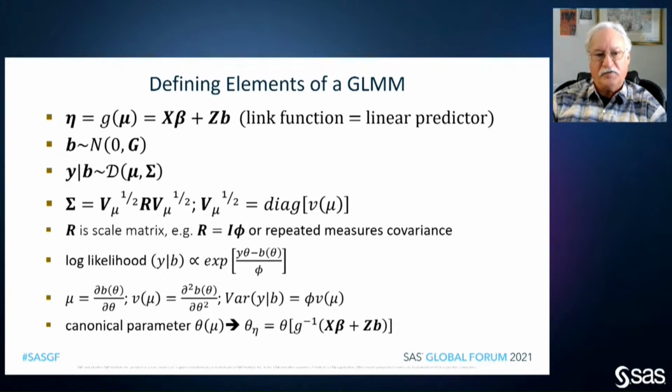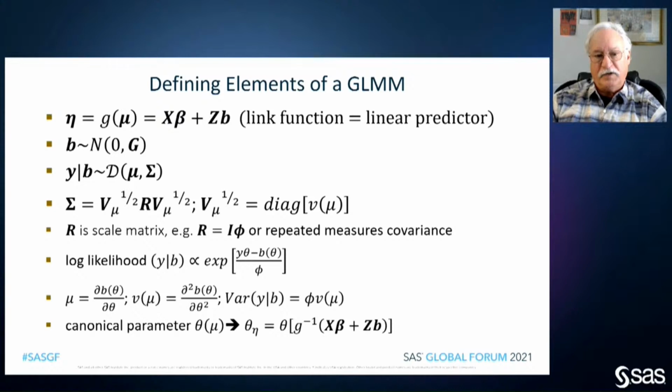And the scale matrix can be something as simple as an identity matrix, or it can be a full-blown repeated measures covariance structure. The log likelihood in its scalar form is proportional to a member of the exponential family. So what you see here is the form that Nelder gave in his original work on generalized linear models. If you take this b of theta function and take its first derivative, that equals the mean of the distribution of the observations given the random effects.